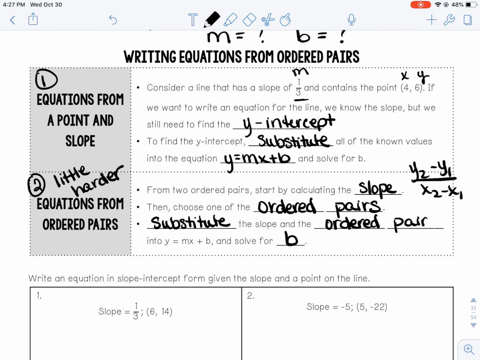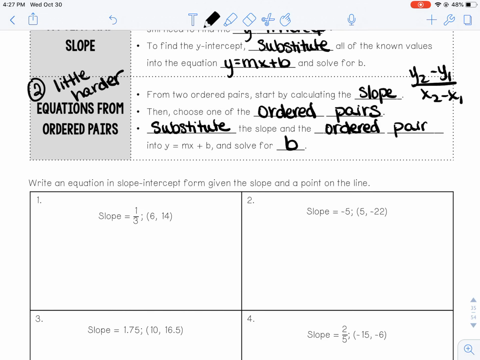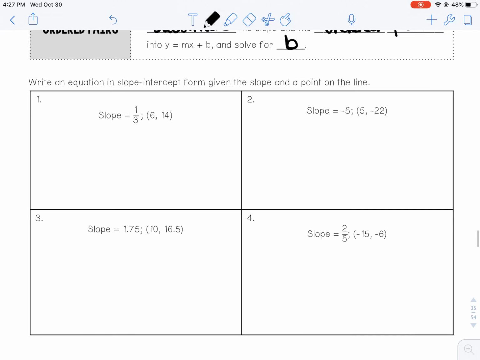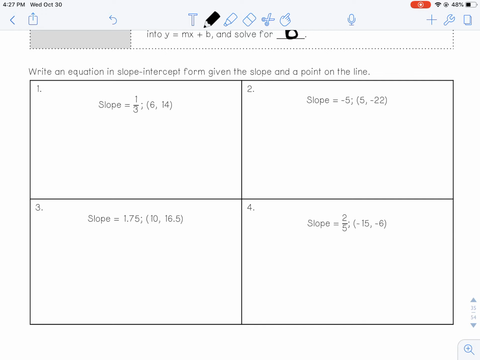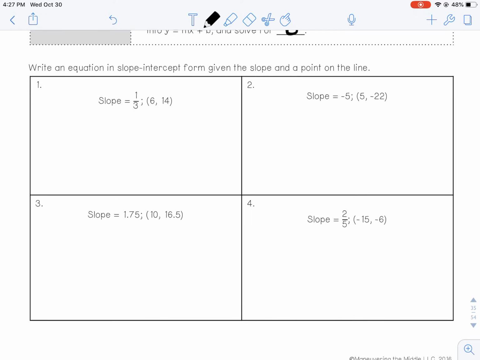All right, so we're going to do some of these, not all of these, because I think you're going to catch on very, very quickly. So we're going to write an equation in slope-intercept form. So from number 1, they're giving us already slope. So I'm going to go ahead and write it over here because I know that I need m and I need b, and slope is already given to me as 1/3.